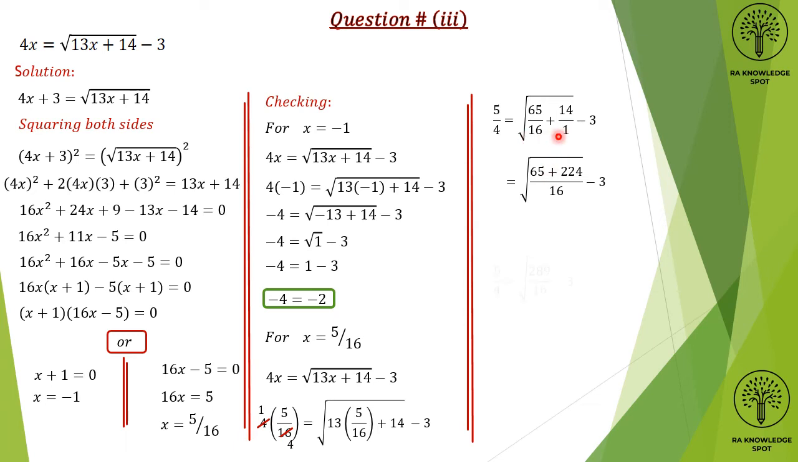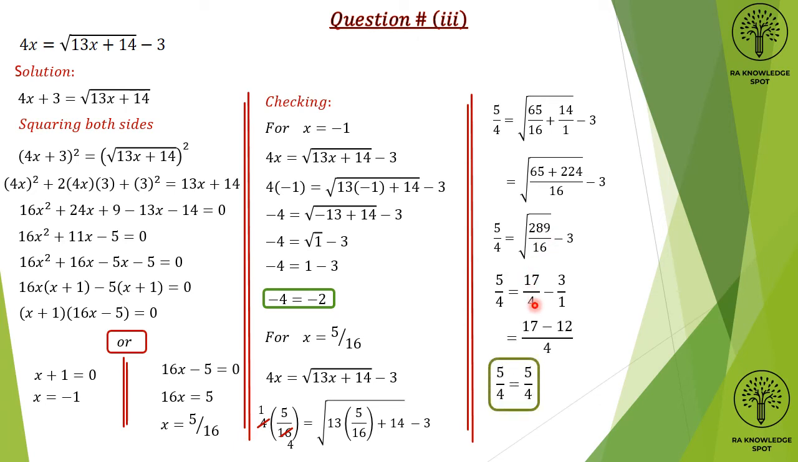Now 16 ones are 16, cross multiplication. Further, some more simplification. When you add, you will get 289 by 16, and here 289 and 16 are perfect squares. When you take the square root, you will get 17 by 4. Some more simplification, and you're getting your answer. It means both sides are equal, which is true for 5 by 16. Now what is the solution set? Just guess it out. This is the solution set, that is 5 by 16.